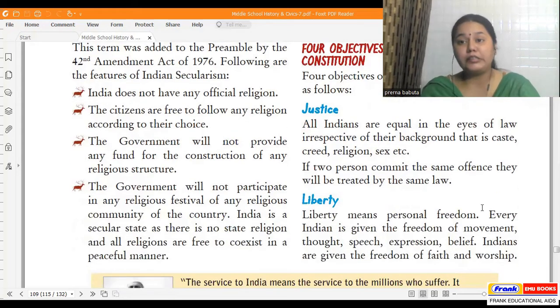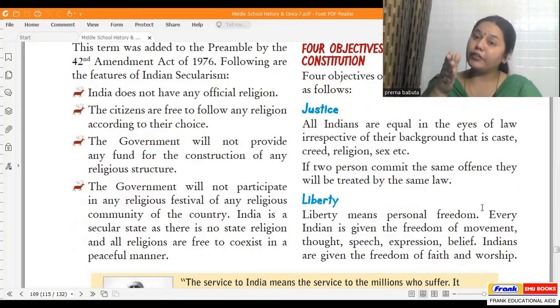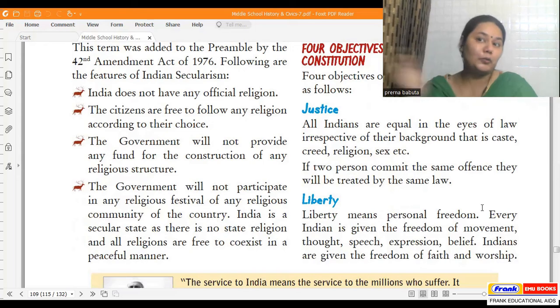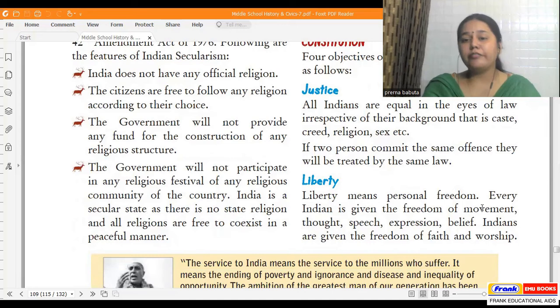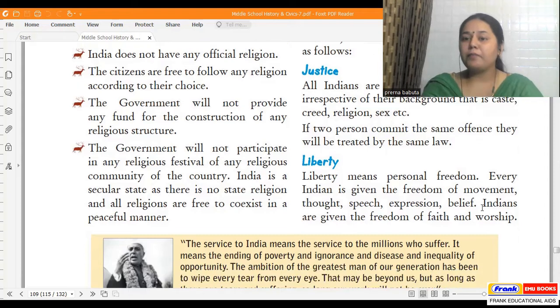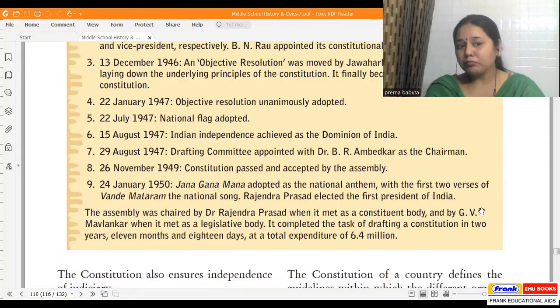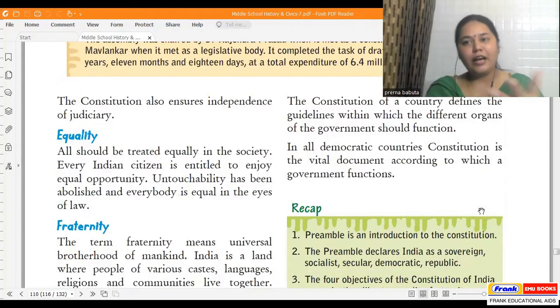Liberty, talking about personal freedom. One aspect of freedom is the fundamental rights, about which we are going to read in the coming chapters. And every Indian has the freedom of movement, freedom of expression, of practicing religion, correct? Faith and worship. All right, then we talk about equality. I've spoken about this a lot. No discrimination of any kind.